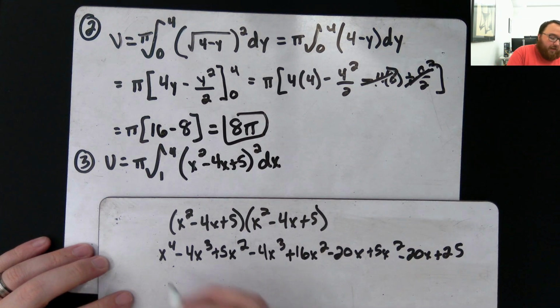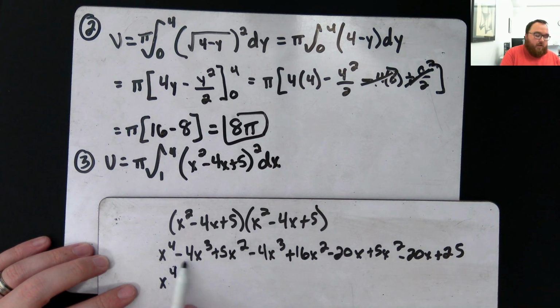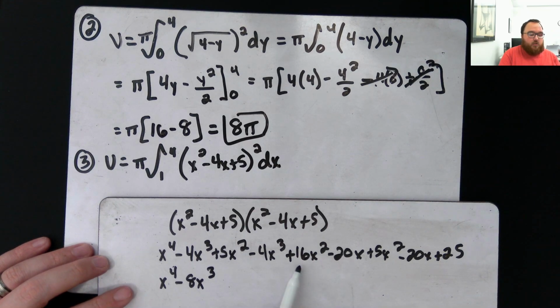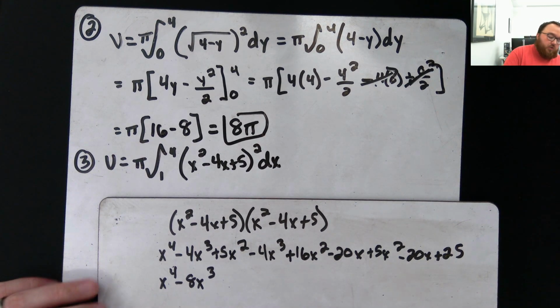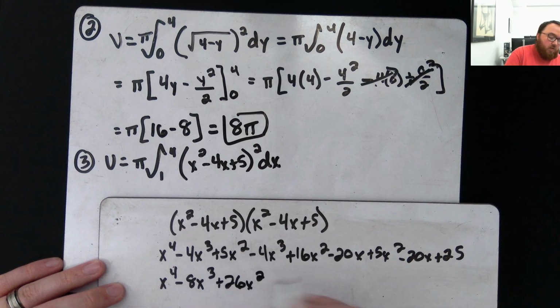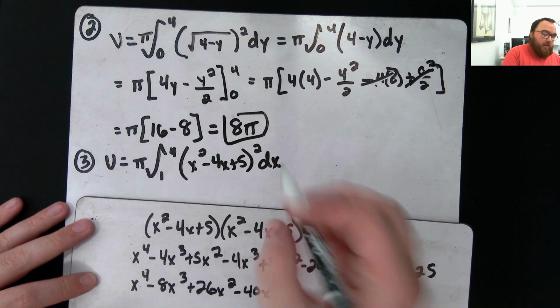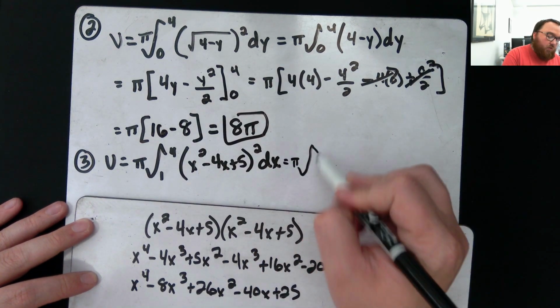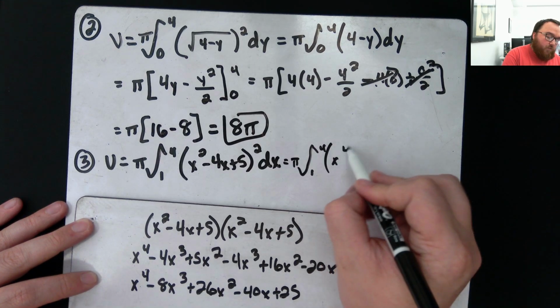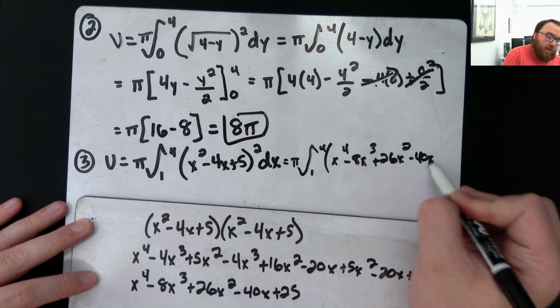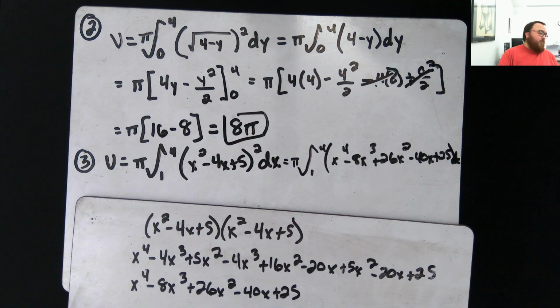Excuse me. Combine like terms. x to the fourth. Negative 4x cubed, negative 4x cubed. That's all my cubes, so that's negative 8x cubed. 5x squared plus 16x squared is 21x squared, plus 5x squared is 26x squared. Negative 20x minus 20x is negative 40x, plus 25. So this is going to be pi times the integral from 1 to 4 of x to the fourth minus 8x cubed plus 26x squared minus 40x plus 25 dx.